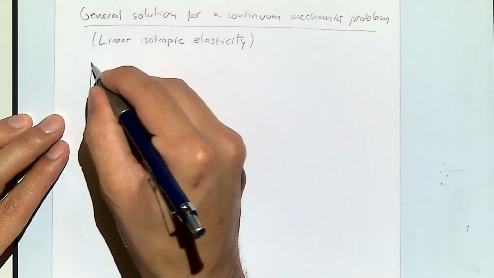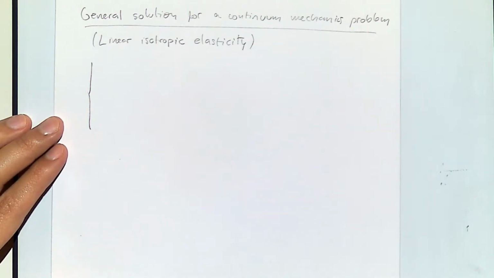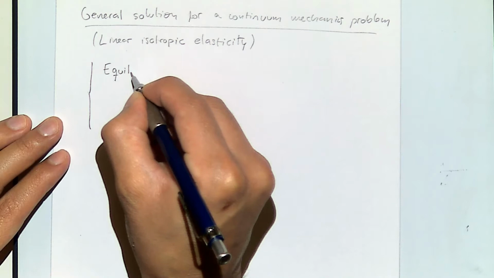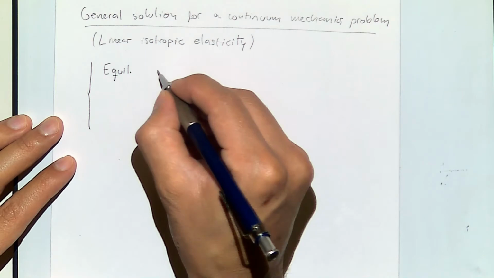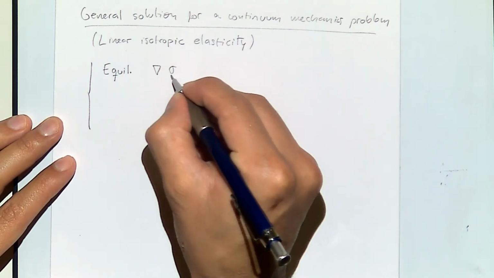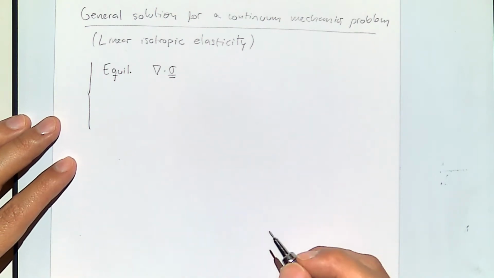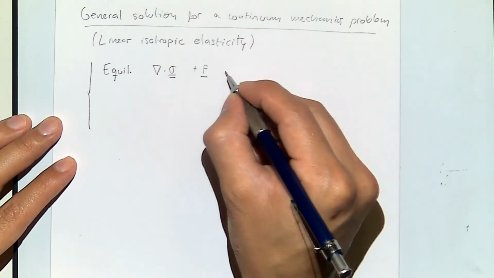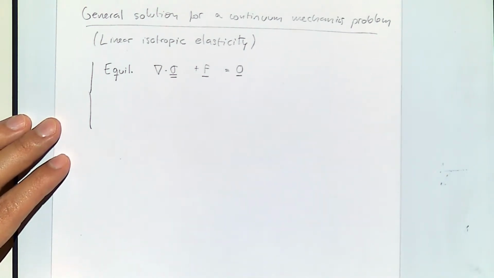Do you remember the three basic equations that we need to solve any problem of continuum mechanics? The first and most important one is equilibrium, just to make sure that things are not moving. We derived this equation the first or second day, and this is equal to the divergence of the stress tensor plus any body forces, and this has to be equal to 0. This is the short form. These were the Cauchy equations.